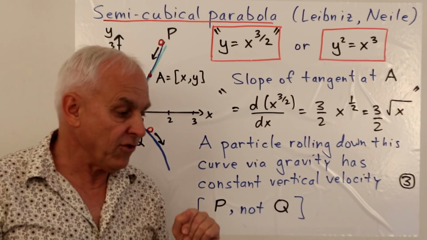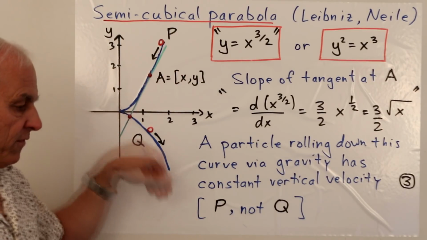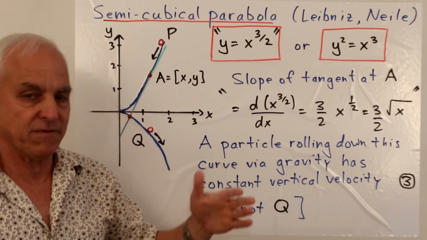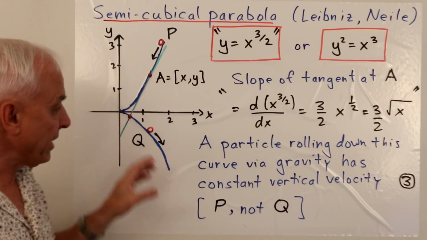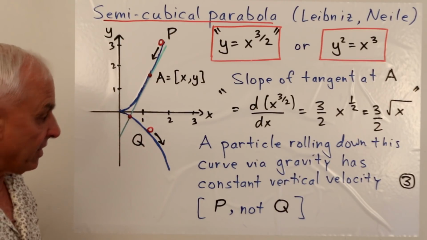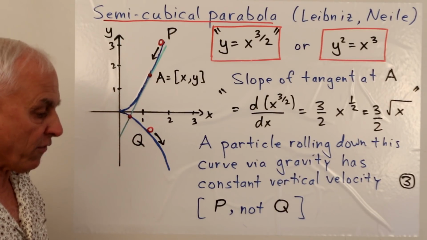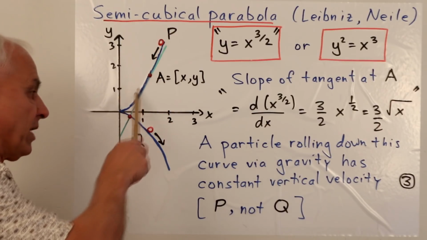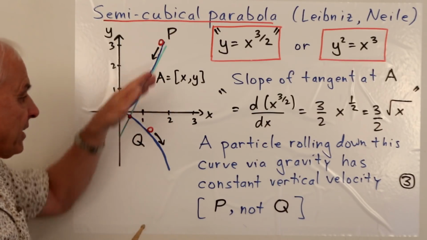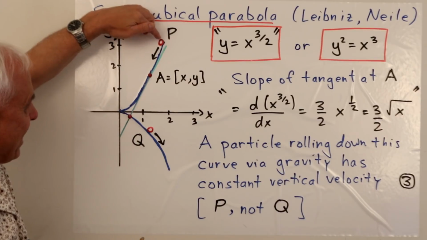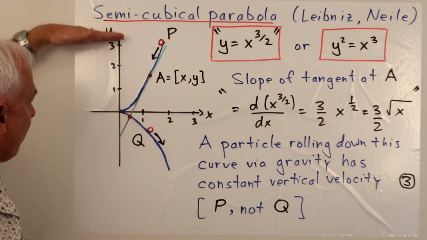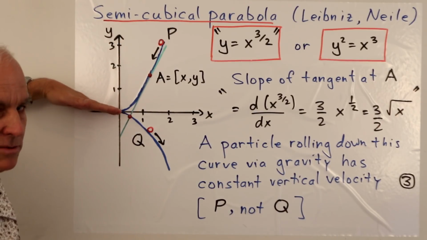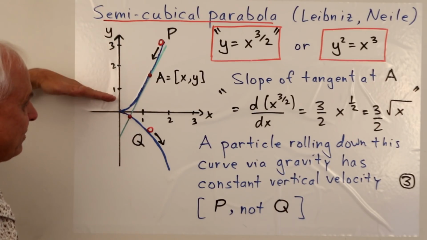For a number of reasons. It was actually the first curve of this kind to be rectified, so some kind of formula for an arc length was discovered by Neile. But it came about with Leibniz's question of finding a curve which has the property that if you have a particle rolling down it, the particle has a constant vertical velocity. So if you just looked at its vertical component, it would be going down with constant speed.